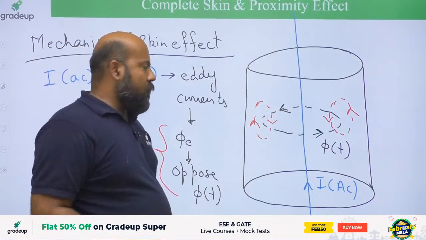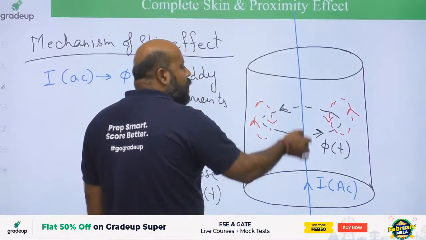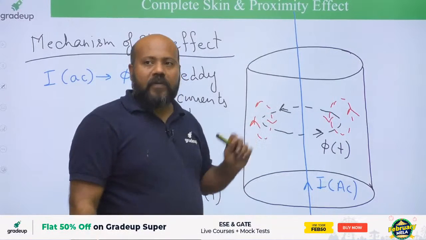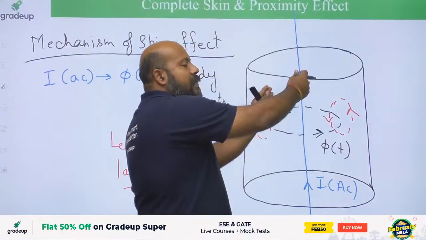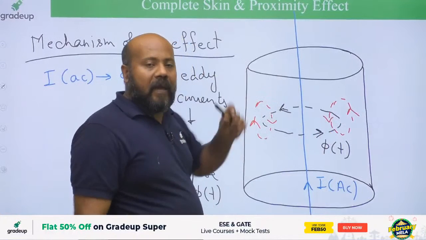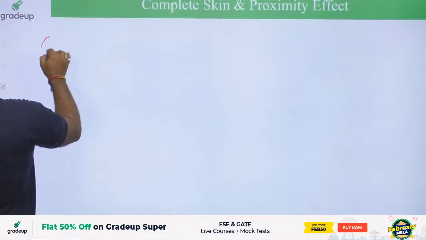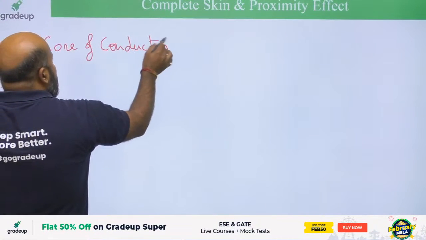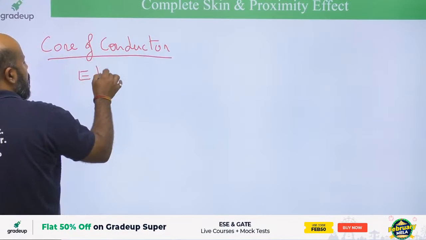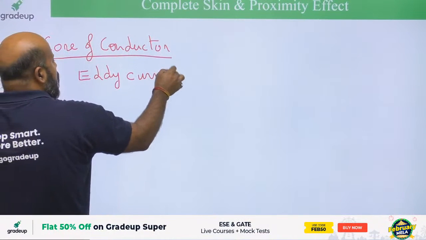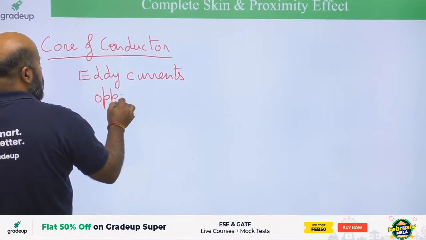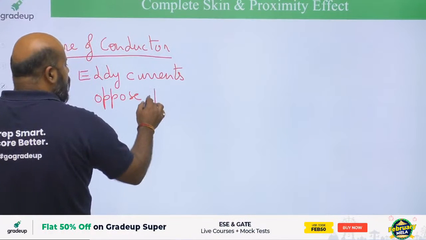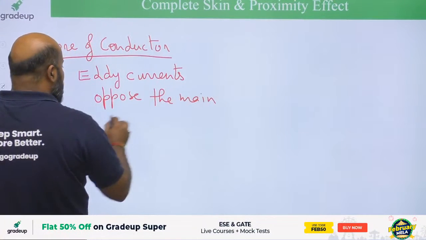Now I want all of you to focus on the direction of the main current and the direction of these eddy currents. If you closely observe the core of the conductor, the eddy currents are going to oppose the main current. What is the situation? The situation is, in the core of the conductor, eddy currents are going to oppose the main current.